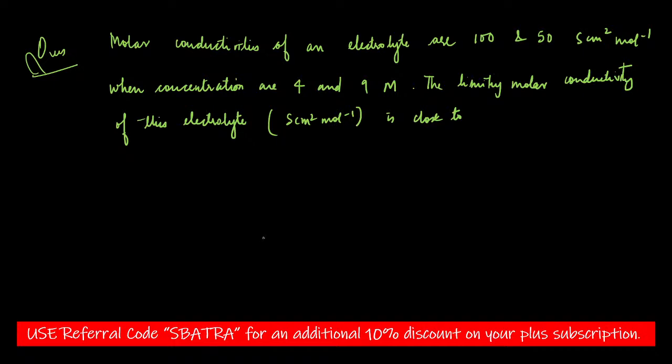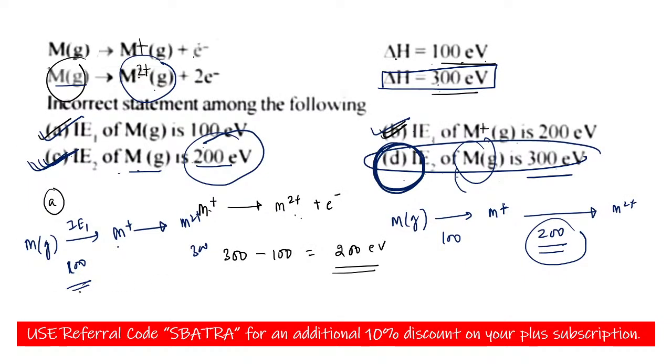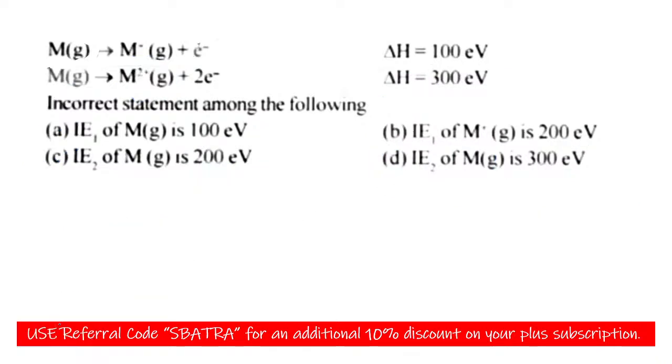Alright, just a second guys. I think we are making some mistake in this question, so let's do this question again. Yes, definitely Akshita, I think you are correct. See, if this is our equation, this is metal gas and basically it's giving the first electron. So the first statement is IE1 of metal gas is 100. This is definitely a correct statement for sure.